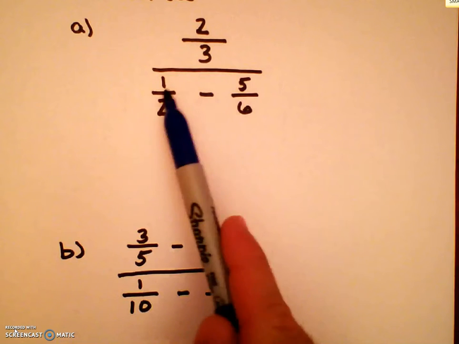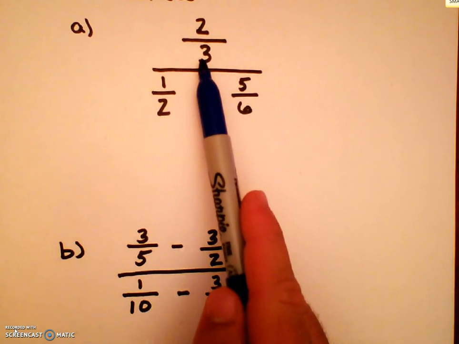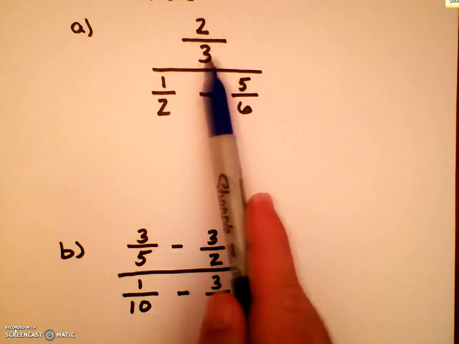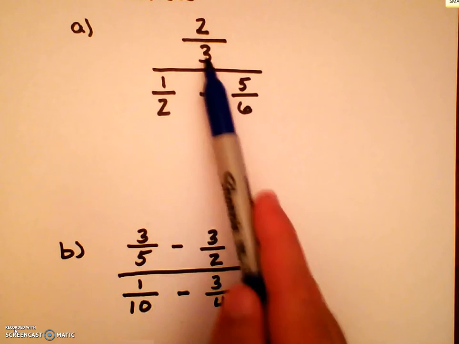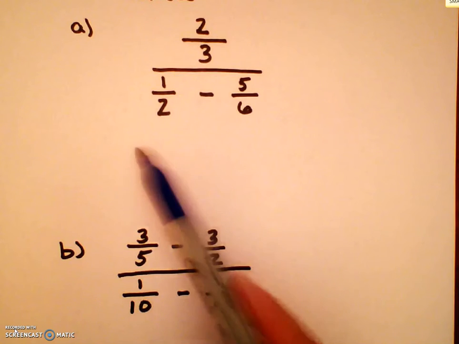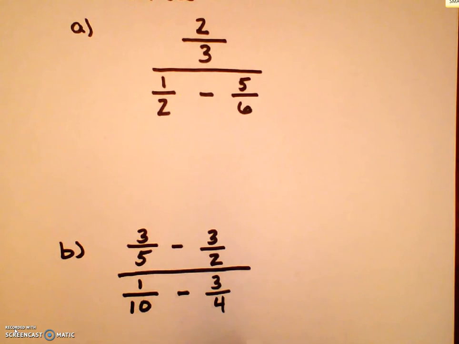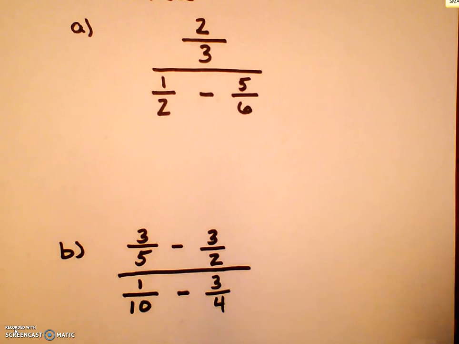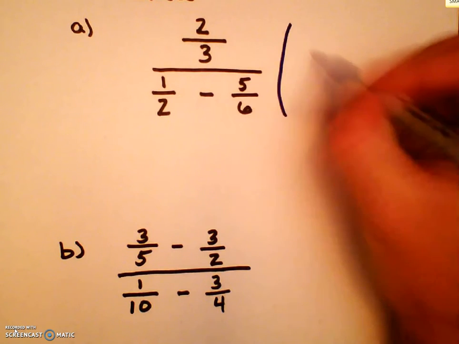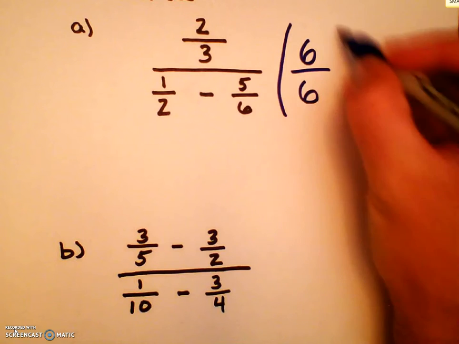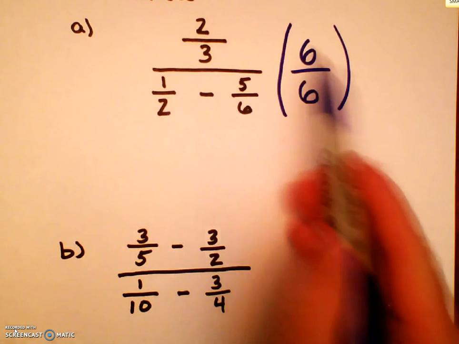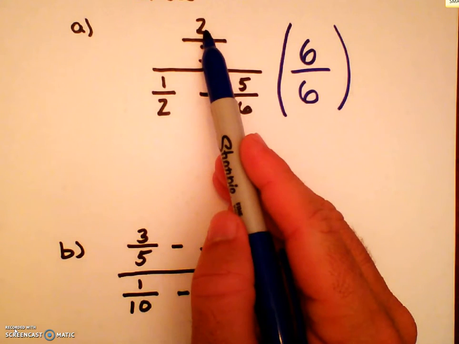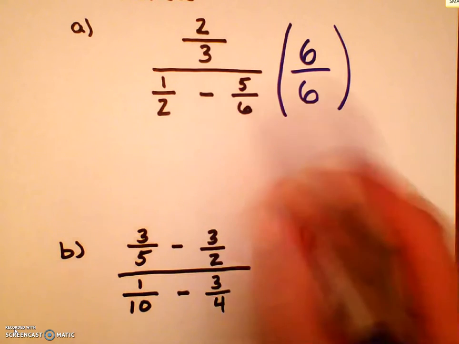So if I look at these three, I look at the denominators, 3, 2, and 6, and I think to myself, between those three numbers, what is my least common multiple? And the answer to that, between 2, 3, and 6, the least common multiple is actually 6. So what I'm going to do is multiply the top and the bottom by 6. And when I do that, 6 times 2/3 is 12/3, which is the same thing as 4.